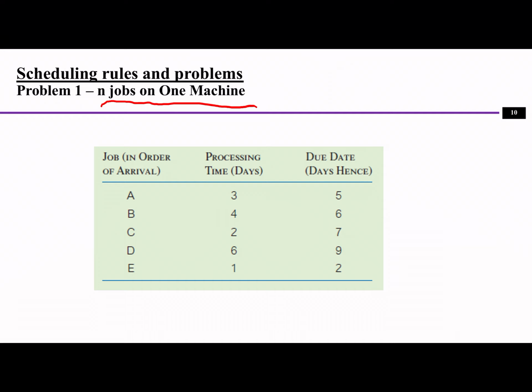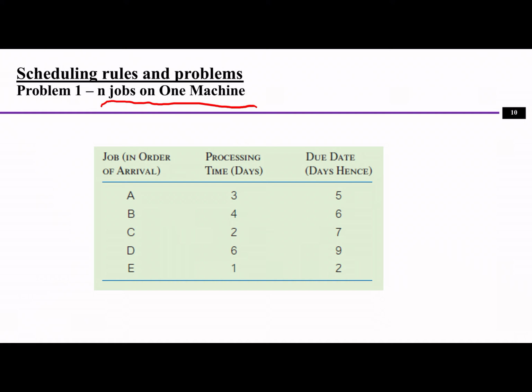So, in this example, there are jobs A, B, C, D, E. For each job, there are processing times on this machine. A requires 3 days to be processed on this machine, and its due date is 5 days from now. B arrives second, and requires 4 days to be processed on this machine, and the due date is 6 days. And for C, we see how much time it takes on this machine, and also what the due date is.